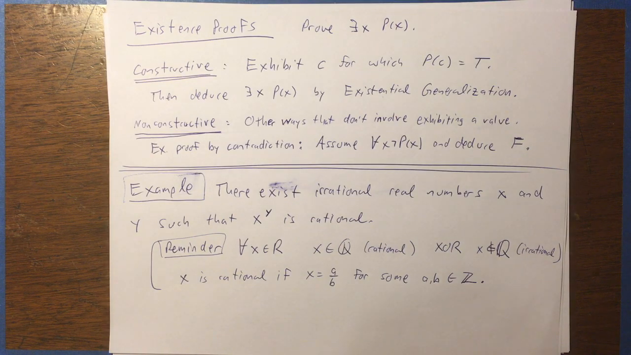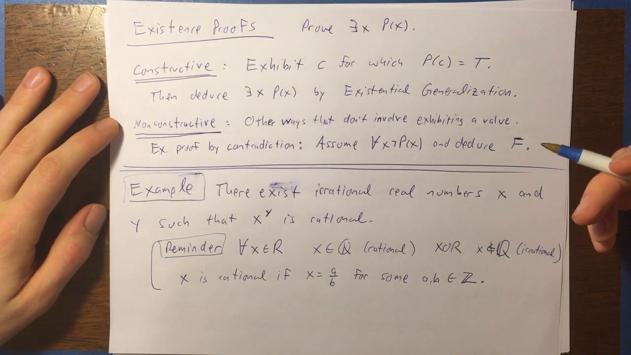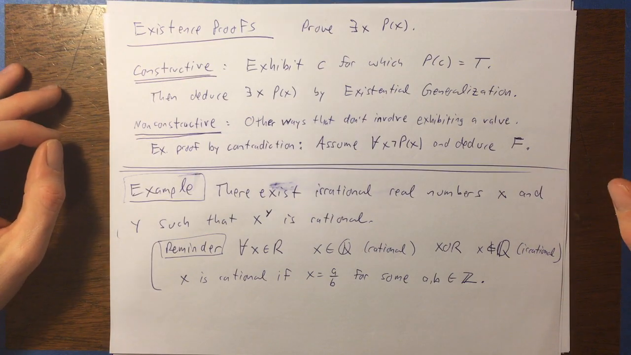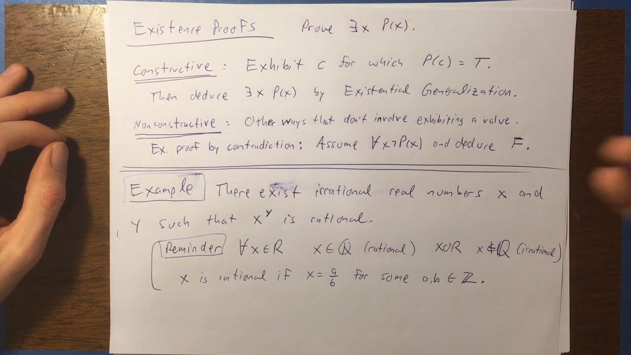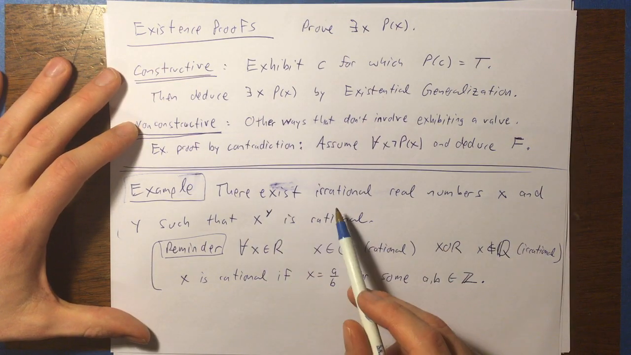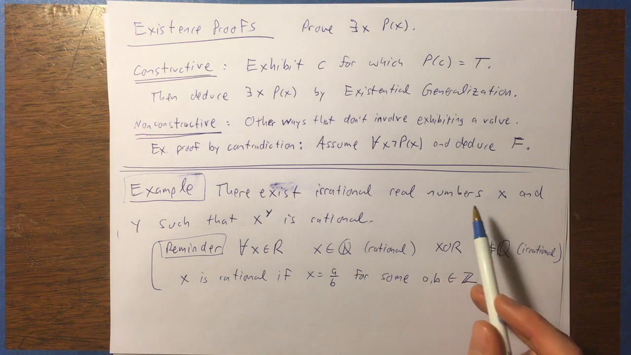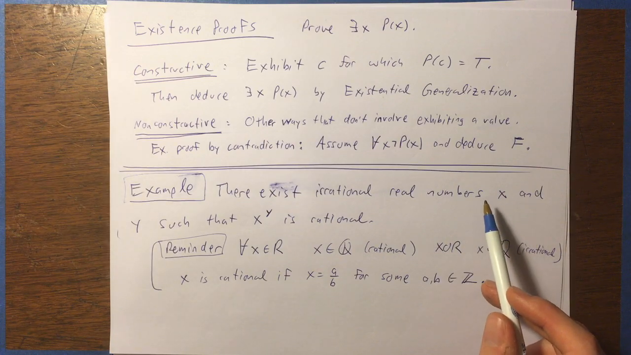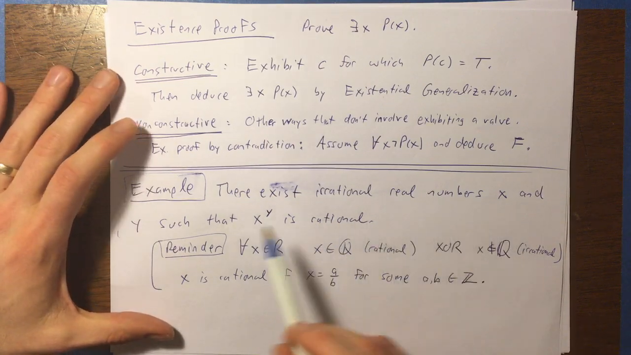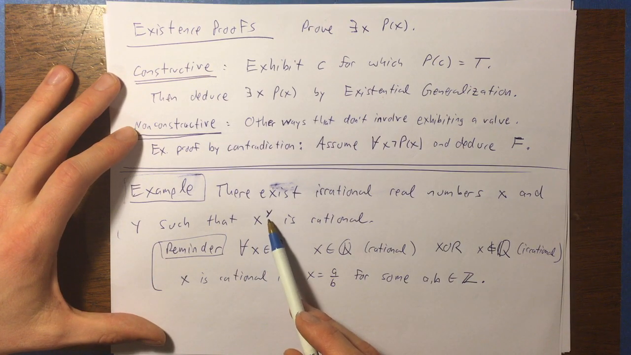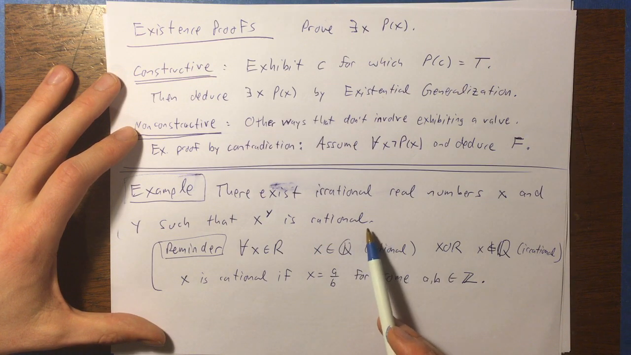So I'm going to show you an example of an existence proof, and the proof I'm going to show you is a non-constructive proof. This statement is actually quite easy to prove constructively, so I'm going to leave it to you to see if you can come up with a constructive proof. Here's the statement: there exist irrational numbers x and y such that x to the power y is rational, not irrational.